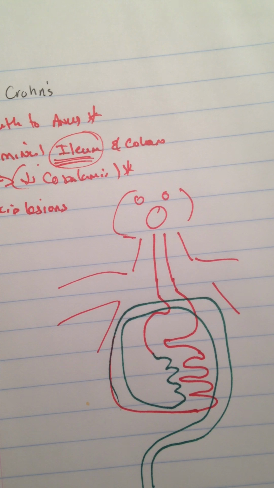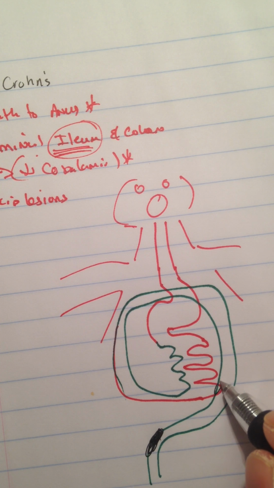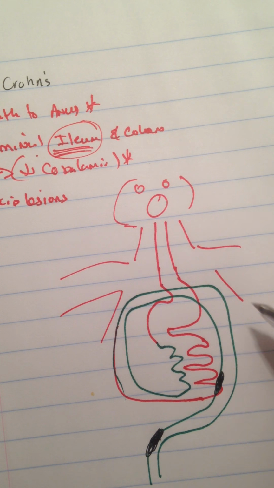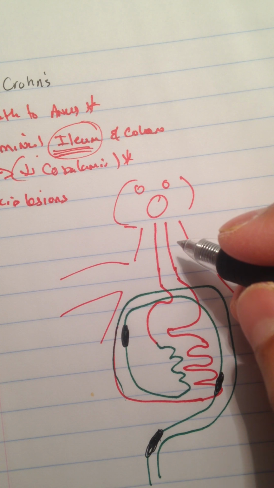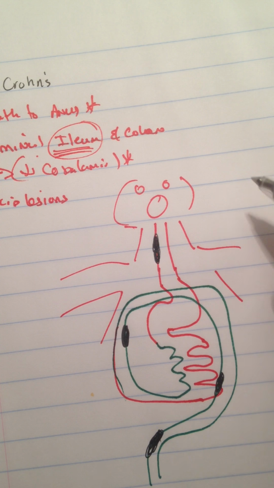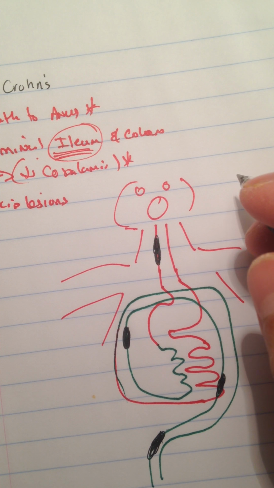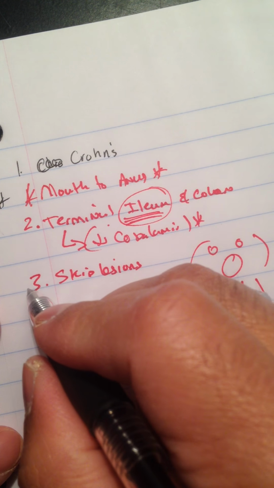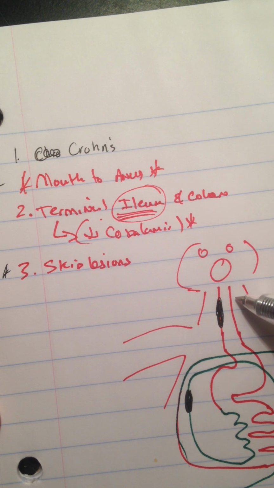So, like I said, in Crohn's disease, you may have some skip lesions. So this area here may be affected, and then maybe this area here may be affected, and this area here may be affected. Maybe even by the esophagus, maybe that area might be affected. So again, these are what would be considered skip lesions. Okay, so that makes Crohn's very different from ulcerative colitis.